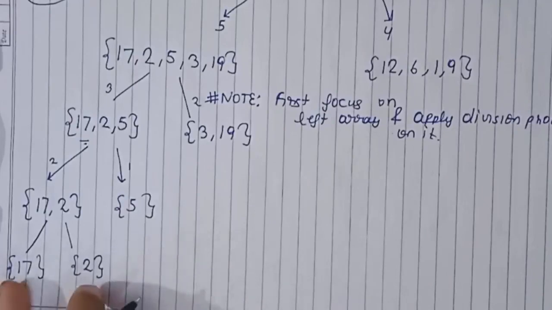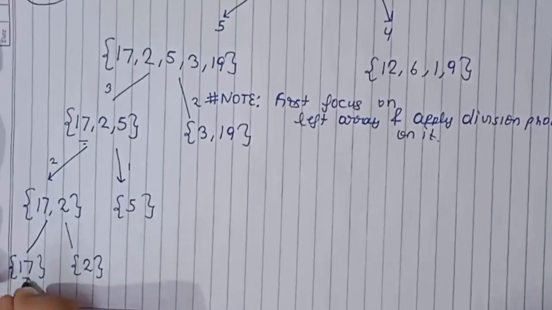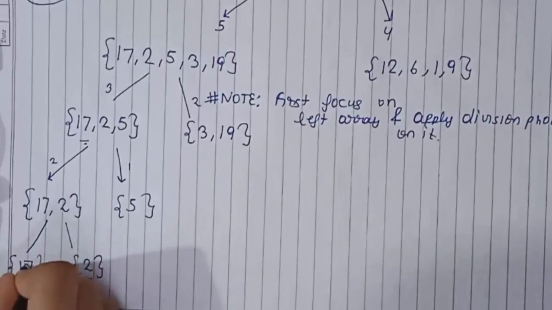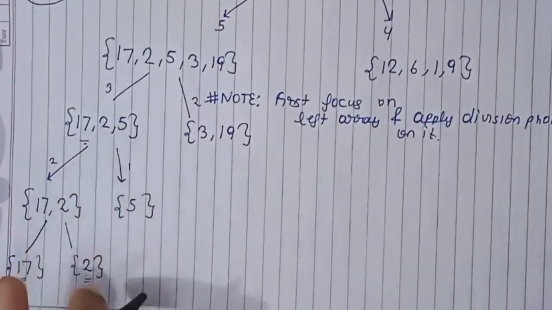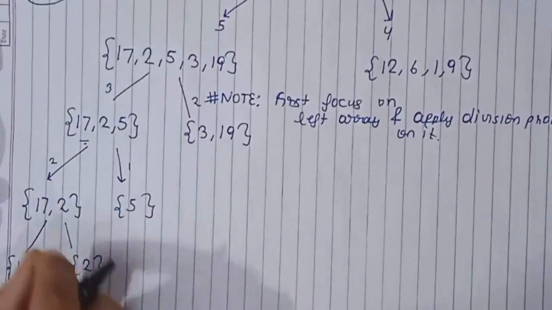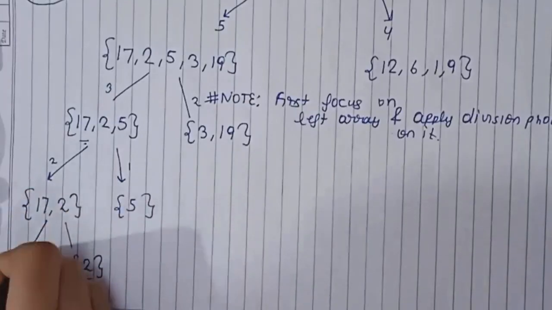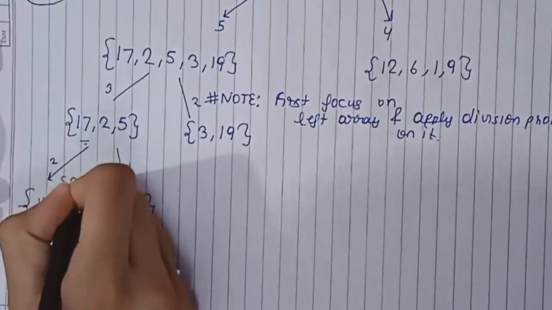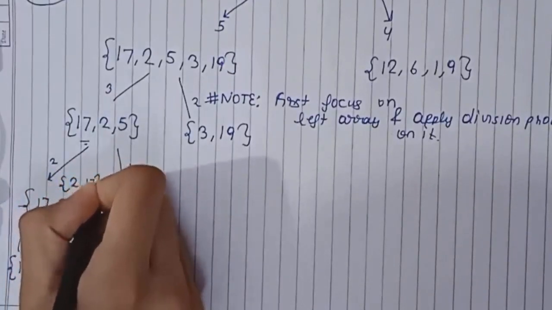So the merge procedure will come into the game because these are single element arrays, and I've told you that every single element array is a sorted array itself, and whenever you get two sorted arrays, you merge them to form a sorted array. So here I will merge these two sorted arrays, and here I will be having 2, 17.